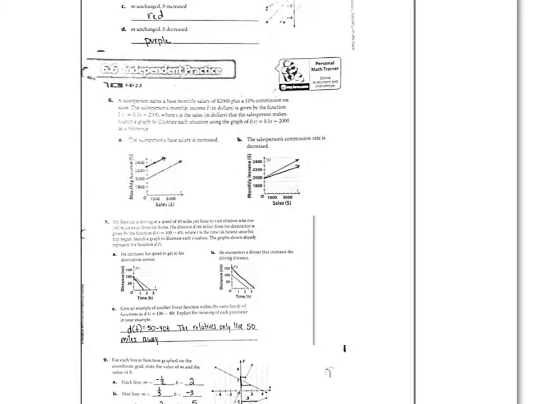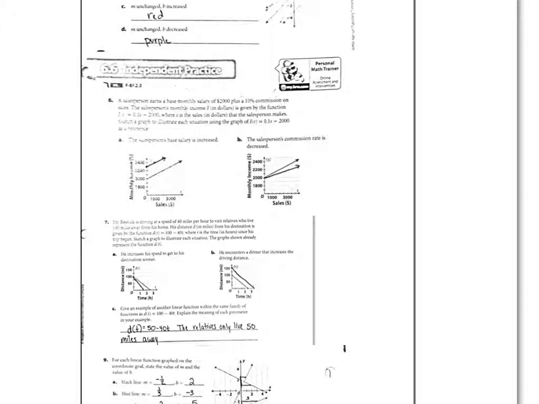For number 6, A and B, it is similar to the very first 2 from homework. Again, your lines might not be exactly as mine are. The first one, the salesperson base salary increase, so as long as your line is above the original one, then you're correct. You want to make sure that it's a parallel line having the same slope. The other one, the commission rate is decreased, so it should still start at the same point, but instead of going up this much, you want it to go up a little bit lower.